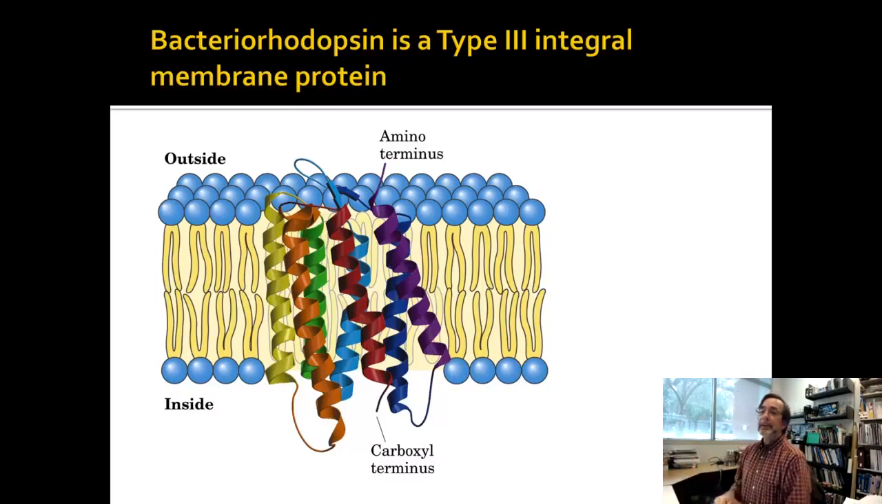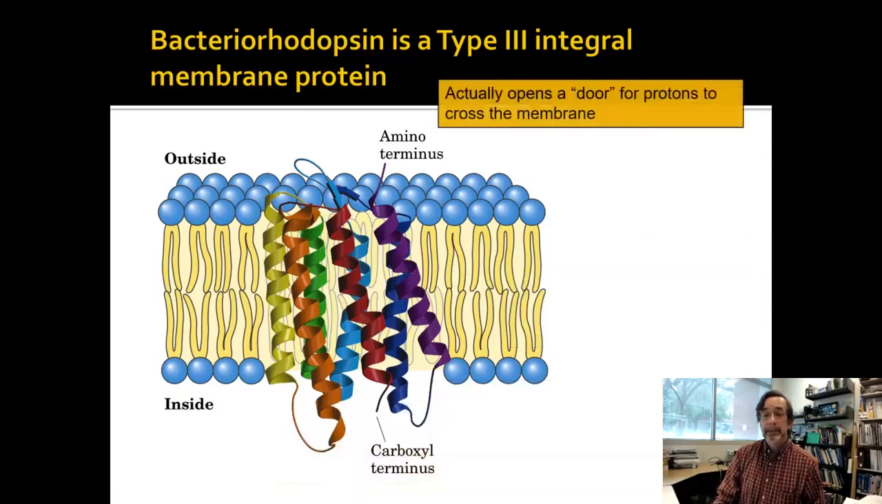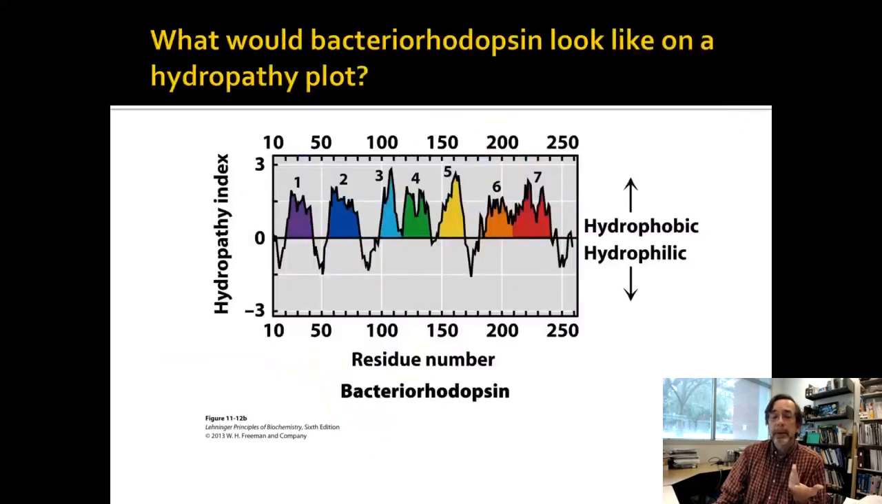But actually, I can not show you just the picture. And by the way, when we get to chapter 12, we're going to talk about how this opens a door for protons to cross the membrane, and it's how bacteriorhodopsin works. So it's important for us to have this in our minds, and we will follow up on this soon. But if I showed you the structure, you should be able to say, oh, that's a type 3 integral protein.